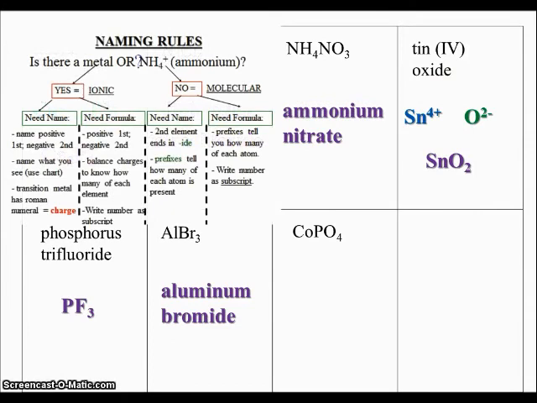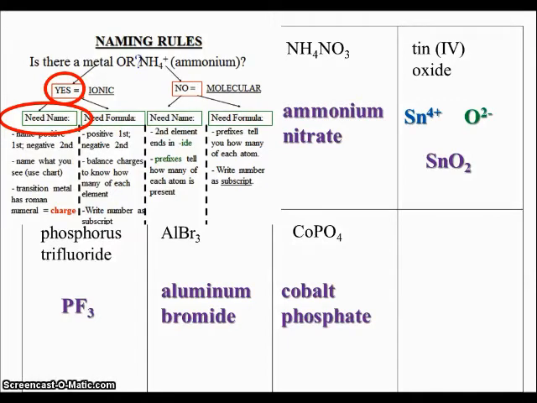CoPO4. Is there a metal or ammonium? Yes, so it's ionic. You're given the formula and need the name. Name what you see. Cobalt phosphate. But cobalt is a transition metal, so the name needs to have a Roman numeral to show the charge on the cation. On the periodic table, cobalt can have a charge of either 2+ or 3+.